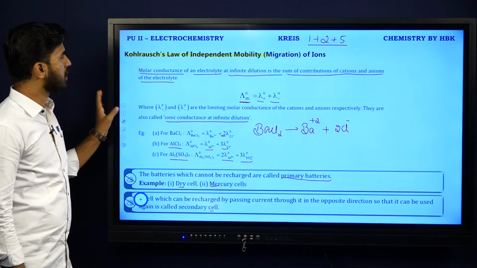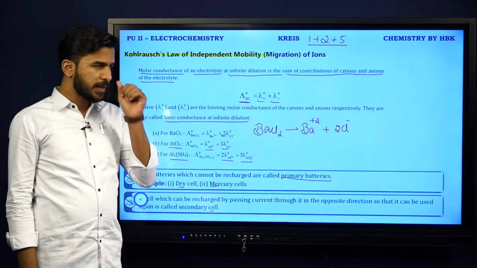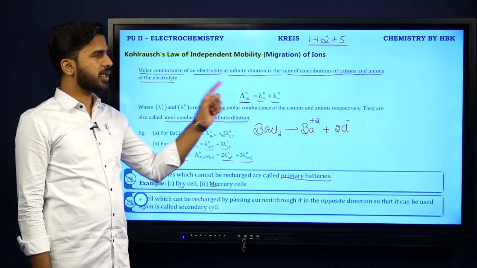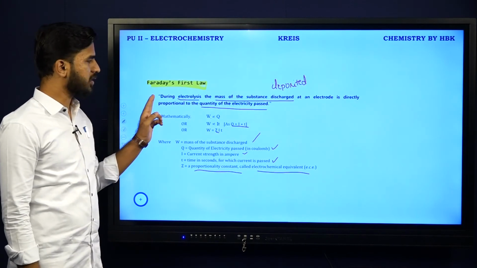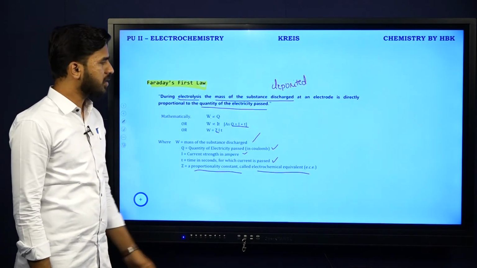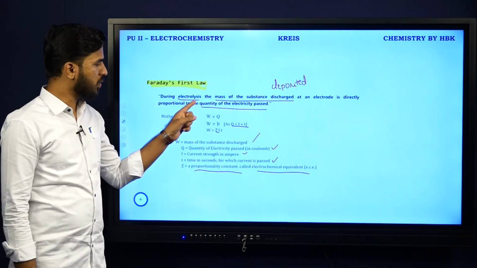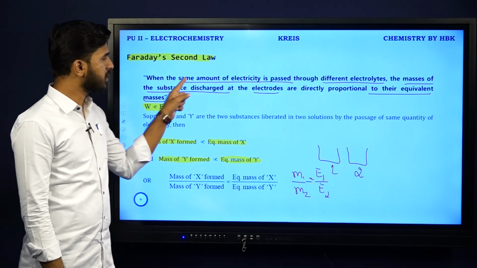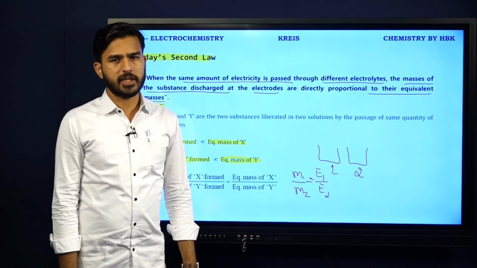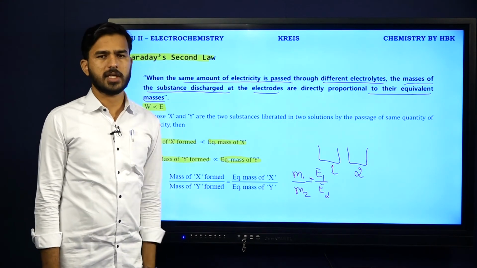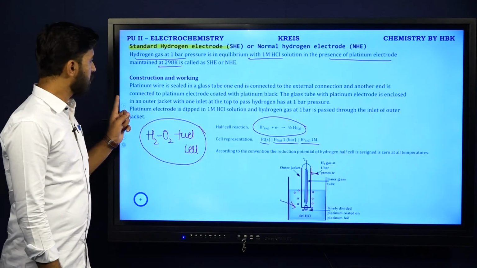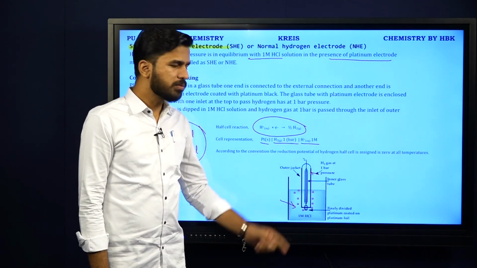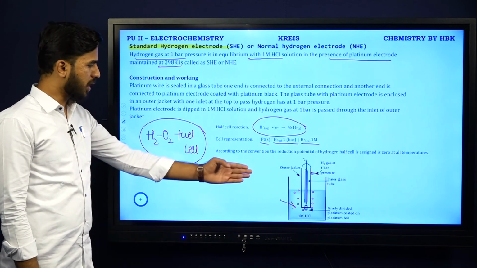In electrochemistry we started the discussion with Kohlrausch's law of migration. Kohlrausch's law: the molar conductance of an electrolyte at infinite dilution is the sum of the contributions of cations and anions. After that we discussed Faraday's first law: the mass of the substance discharged is directly proportional to the quantity of electricity passed. Then Faraday's second law: when the same amount of electric current is passed through different electrolytes, the mass of the substance discharged at the electrode is directly proportional to their equivalent mass. Next is the standard hydrogen electrode: platinum electrode, 1 bar hydrogen gas pressure and 1 molar hydrochloric acid solution is the standard hydrogen electrode.